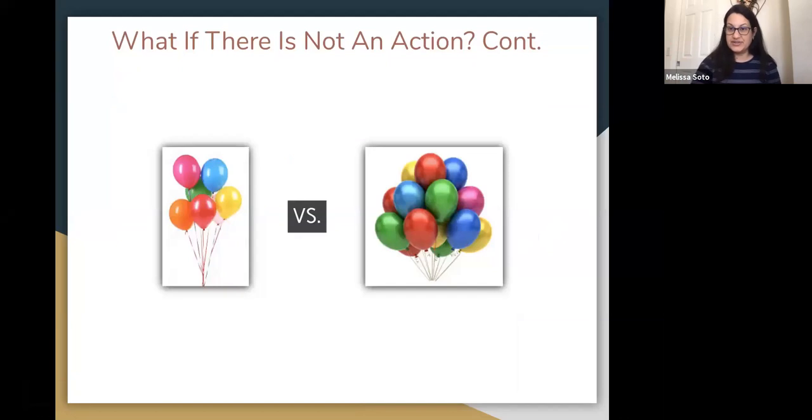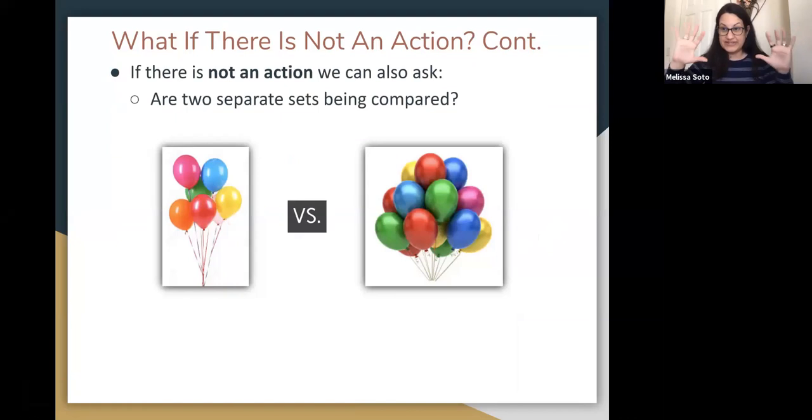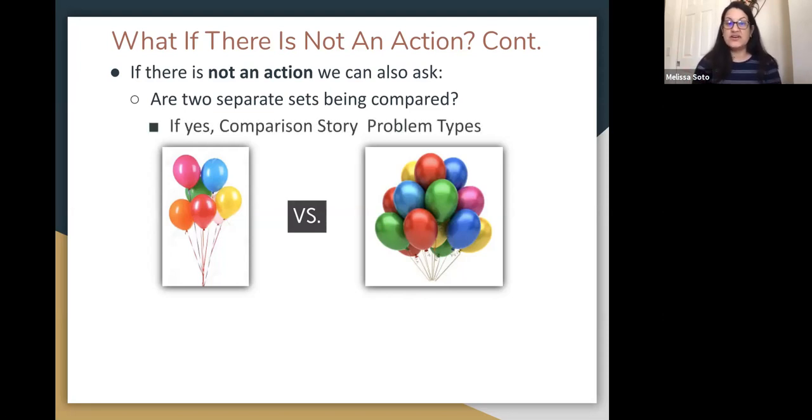Another non-action story problem we can ask is, are there 2 separate sets being compared? For example, if we take a look at these pictures, we have a group of balloons here on the left, and then we have another group of balloons here on the right. What we can ask is, what do you notice about these? We notice that there are more balloons on the right than on the left. If we want to compare those 2 sets, then these are our comparison story problems. So again, it's 2 sets that are being compared.